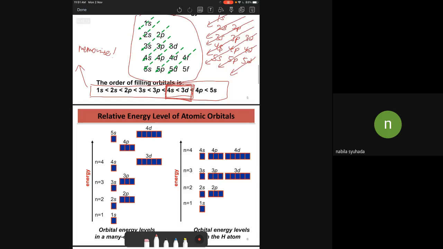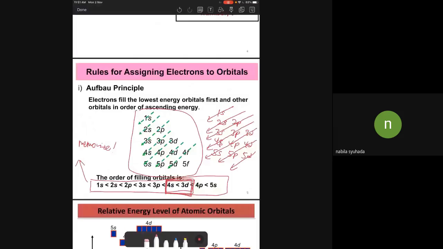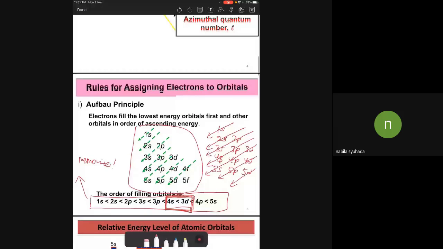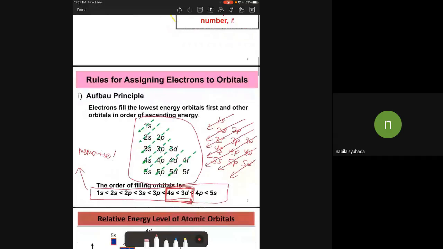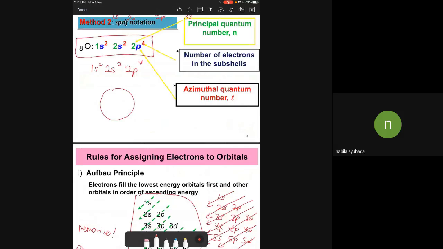Doktor? Ya? Hello doktor, saya nak tanya. Sama tak dengan cara macam time kami belajar SPM nak isi petala tu, nak isi dia punya elektron, sama ke dengan cara macam ni? Kalau dalam U kami guna SPDF macam Dr. ajar. Oh, yang kamu belajar SPDF? Yang ni ke yang awak belajar sebelum ni kan?